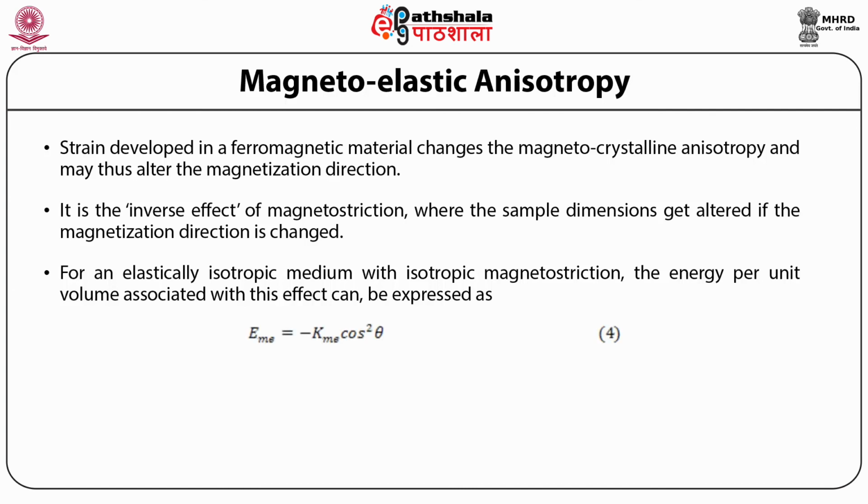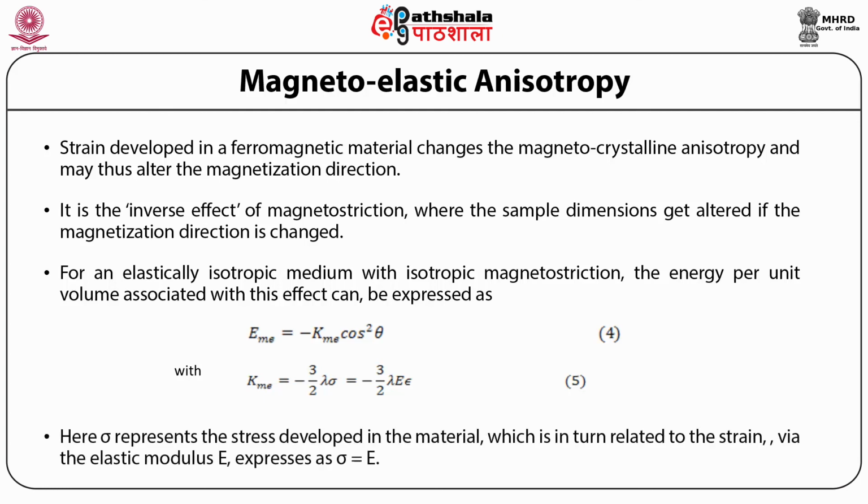E_ME is equal to minus K_ME into cos square theta, with K_ME equals minus 3 by 2 into lambda into sigma, which equals minus 3 by 2 into lambda into E into epsilon. Here, sigma represents the stress developed in the material, which in turn is related to the strain via the elastic modulus E and is expressed as sigma is equal to E epsilon.